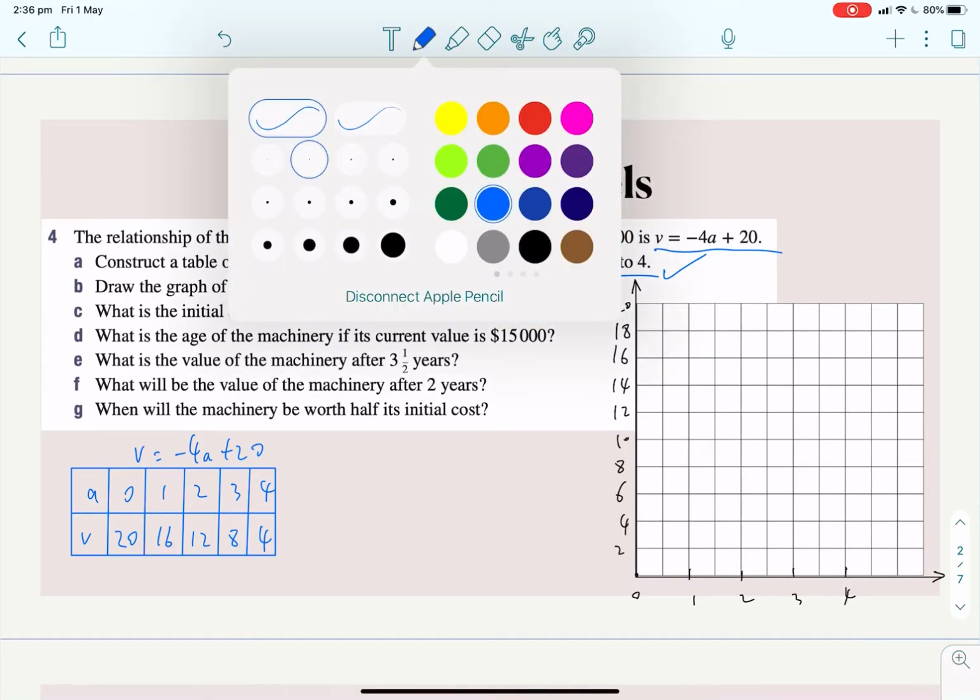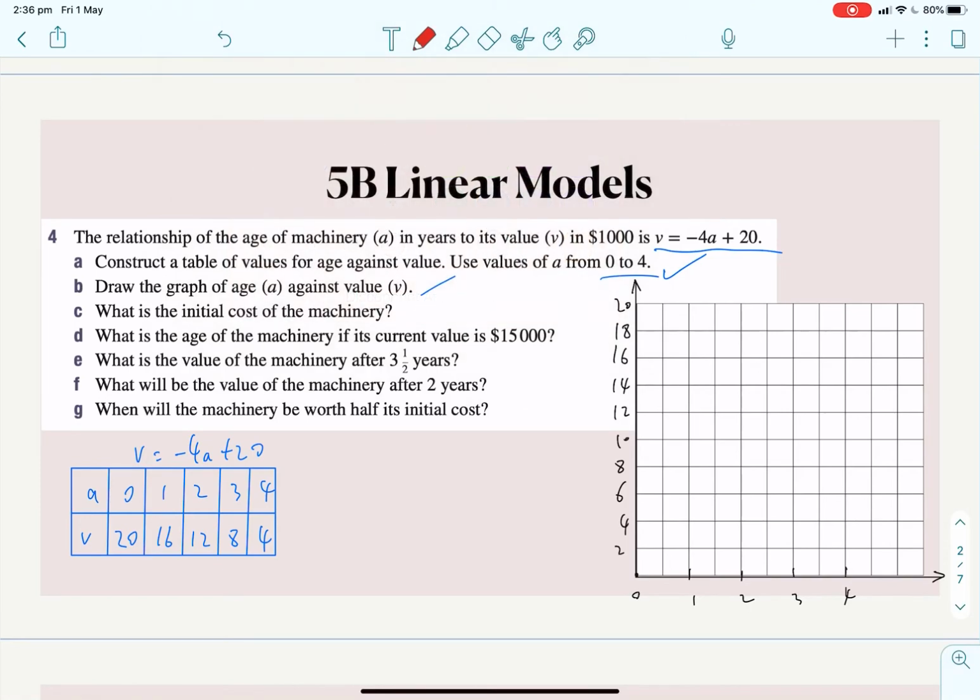Let's do a few points. First one, 0 is 20, 1 is 16, 2 is 12, 3 is 8, 4 is 4. Okay, we've got a straight line. Pretty nice straight line. So we've got V equals negative 4A plus 20.